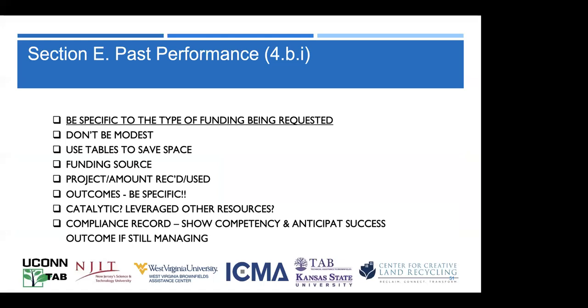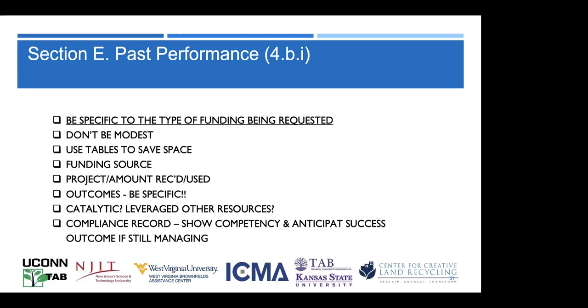So past performance. Be specific to the type of funding being requested. They even say this is going to be specific. So past performance, if you're going for an assessment grant or a revolving loan fund or a cleanup, you're going to talk about what your past performance to those types of grants is, relevant and applicable. Again, I've already told you, don't be modest. Just like Sean said, where you want to show the poverty and what's going on in your community to show that they really need this money.